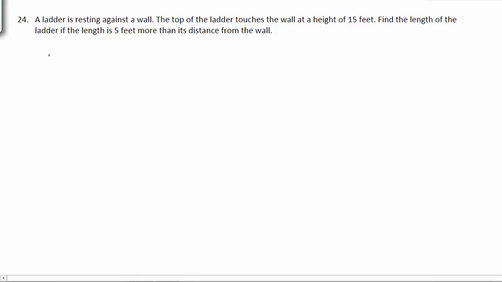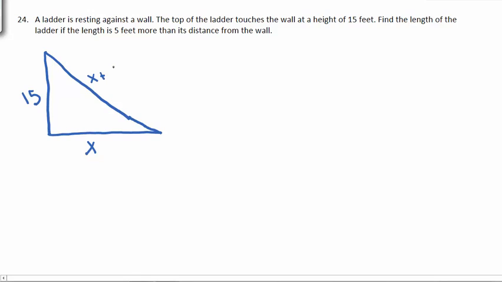Number 24. A ladder is resting against a wall. See here I have a ladder against a wall. And we know that the top of the ladder touches the wall at a height of 15 feet. If you want to find the length of the ladder, if the length is 5 feet more than its distance from the wall. So we don't know the distance from the wall, but we do know that the ladder is 5 feet more than that. Once again, we're going to use the Pythagorean theorem. 15 squared plus x squared is equal to x plus 5 squared.